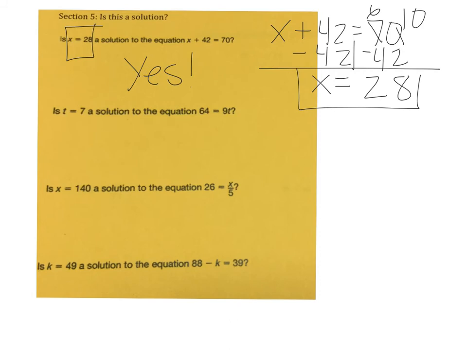All right, so next we have, is t equal to 7 a solution to the equation 64 equals 9 times t?